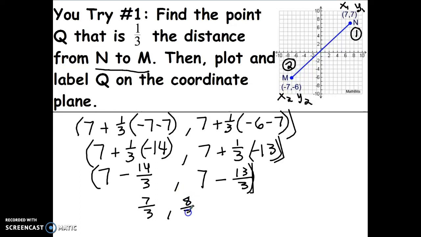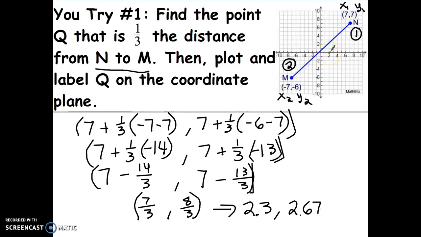8 over 3. Okay, now, as far as plotting this on our coordinate plane, we got some ugly numbers, but that's okay. So let's just translate these to decimals to make it easier for us to plot. But either way, it's not going to be perfect because we don't have just whole numbers. So 7 over 3 is 2.3, and then 8 over 3 is 2.67.